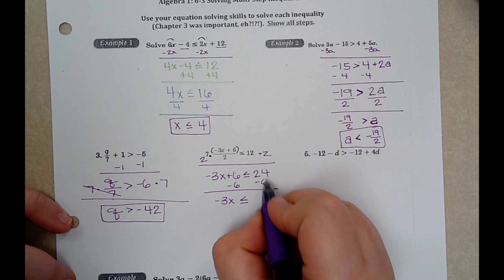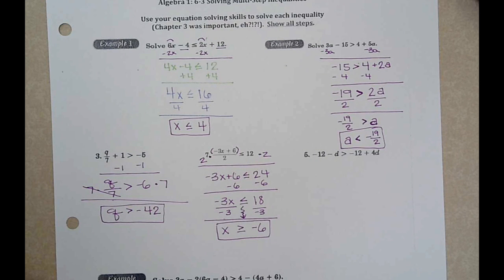Notice, PEMDAS tells us that we have to deal with parentheses first. In the case of this problem, that means taking this negative 2 and distributing it to both terms. I'm also going to, in the process, distribute this negative into both terms as well. We got to get rid of those parentheses or they're just going to trip us up.